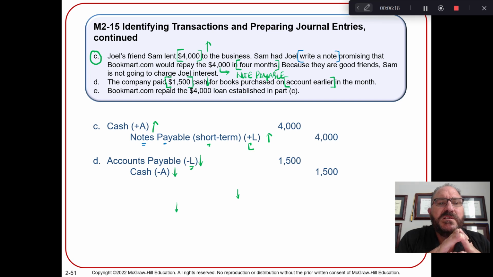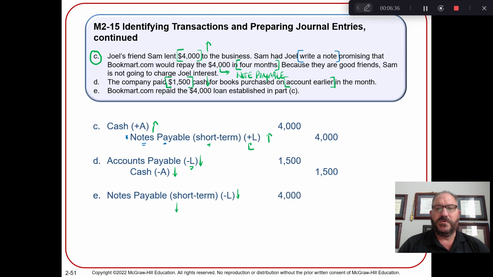So the next one says Bookmart repaid the $4,000 loan to Sam. So now what happened? You see this note payable right here? We're going to get rid of this note payable, and we're going to have to pay with cash. So you know how we credited here? We're going to have to debit to get rid of it. So notice there's your debit to get rid of it. So you see this and this kind of cancel each other out. So now it leaves a zero balance. And then cash, $4,000. Okay.